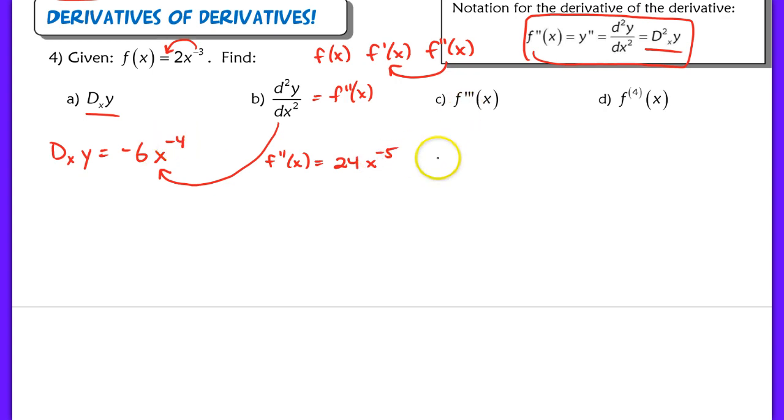Now we're taking the derivative of the derivative of the derivative in C here, so this is f triple prime here, we're going to multiply by -5, so we get -120, sorry, and then x to the -6th power. Okay, and then finally, I'd like you to try this one on your own.